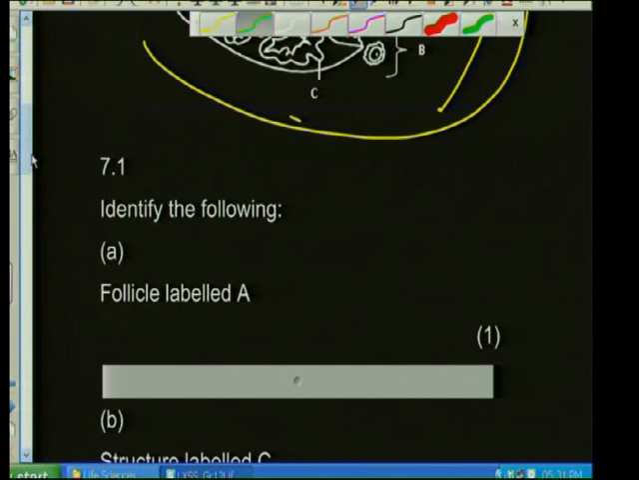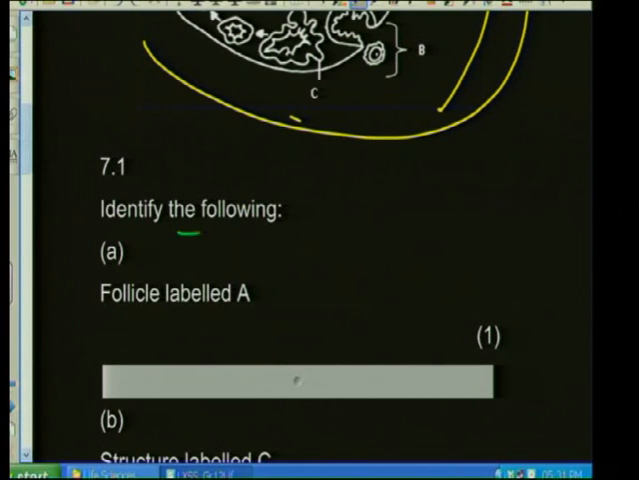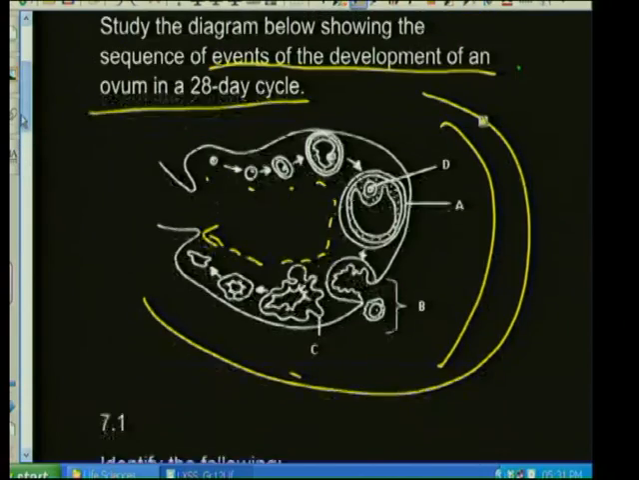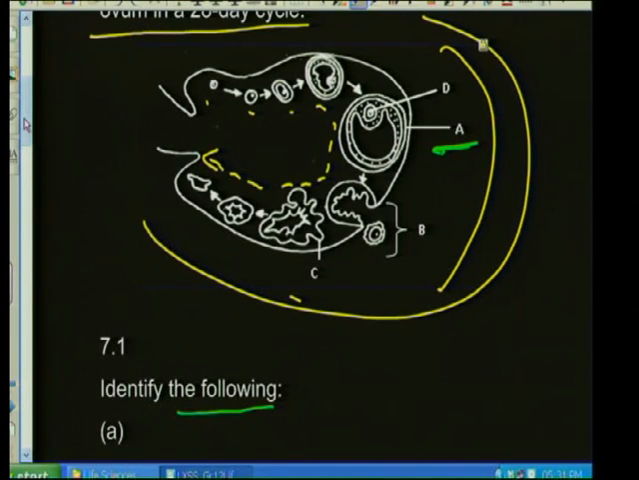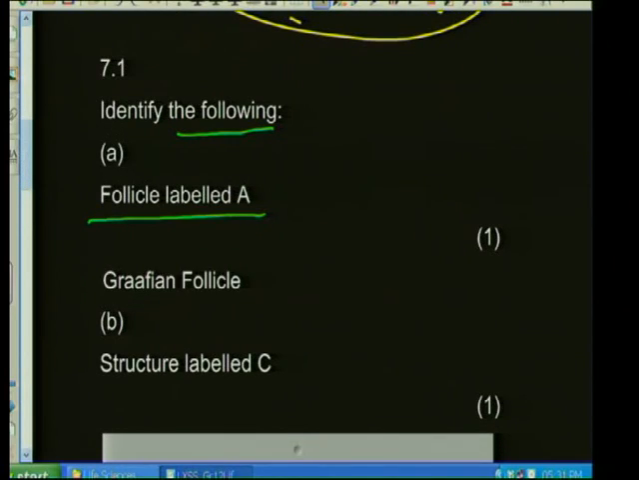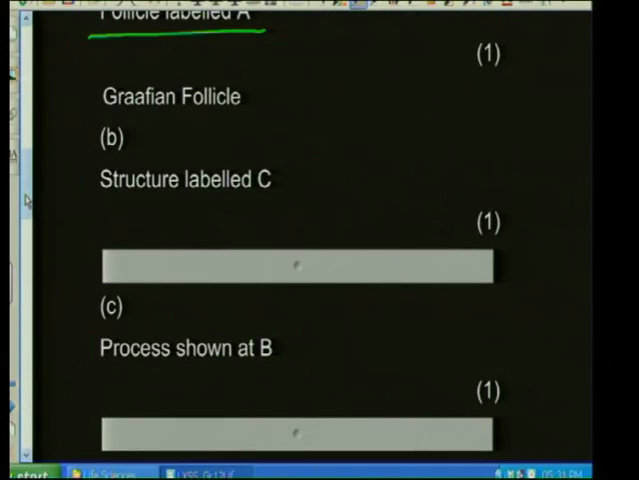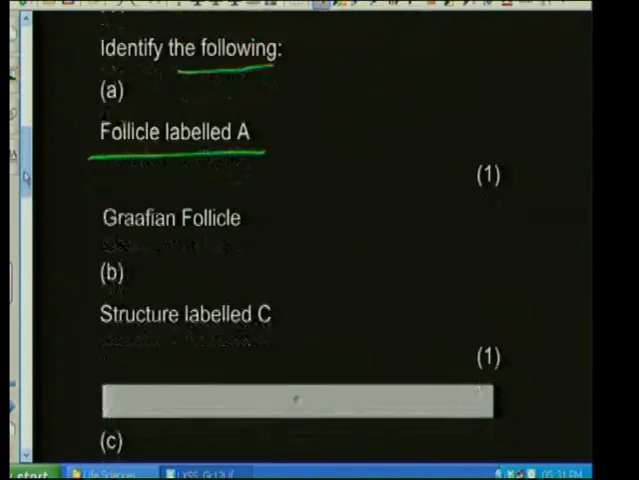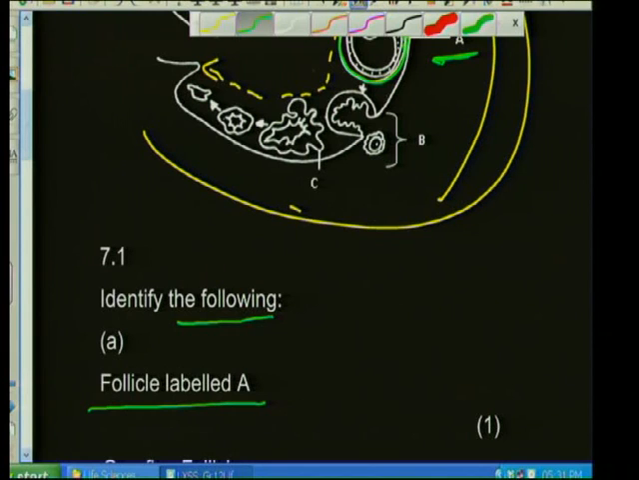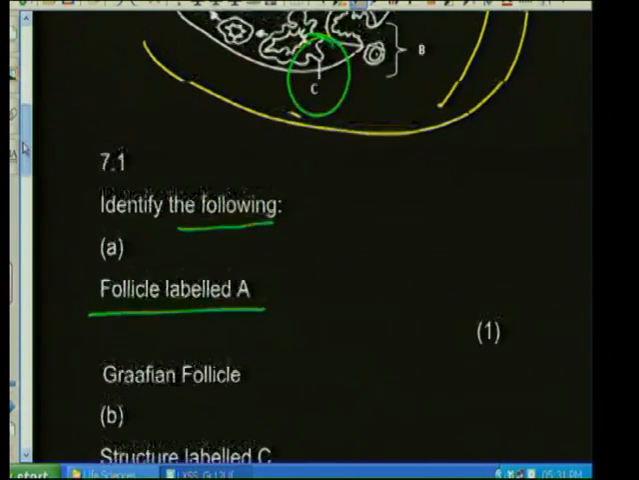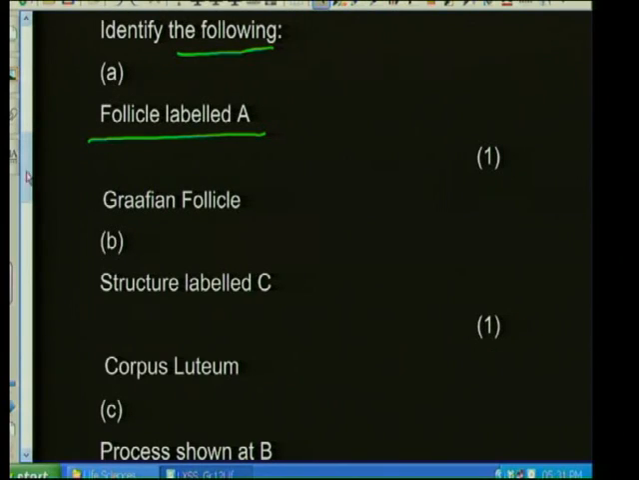The first question, 7.1, says, identify the following. What do they ask first? Follicle A. Follicle A, this one here, is the Graafian follicle. Why do we say it's the Graafian follicle? Because this is the largest follicle that's here. That's number one. Number two, you can see clearly the mature ovum inside there. The next question says structure labeled C. Let's go there. Structure labeled C, this guy here, and that would be the corpus luteum. That's it. You got it right.